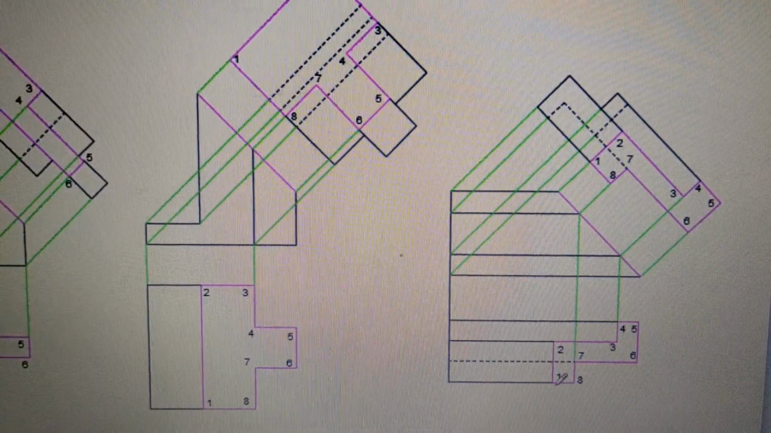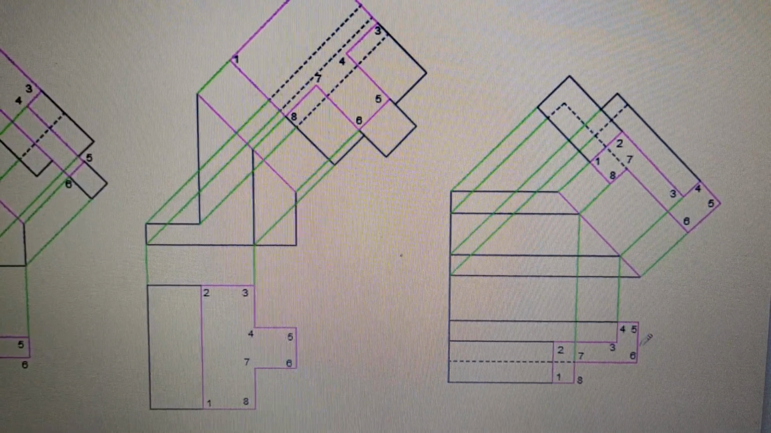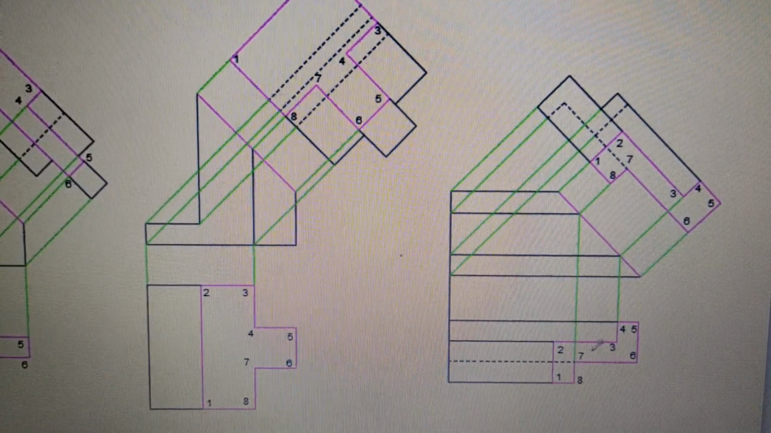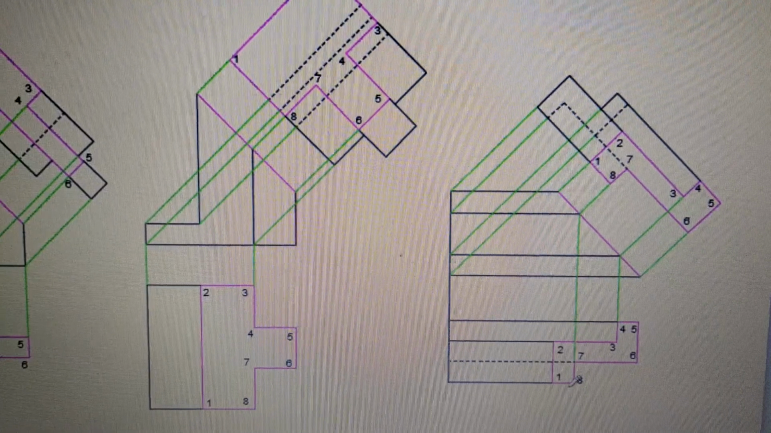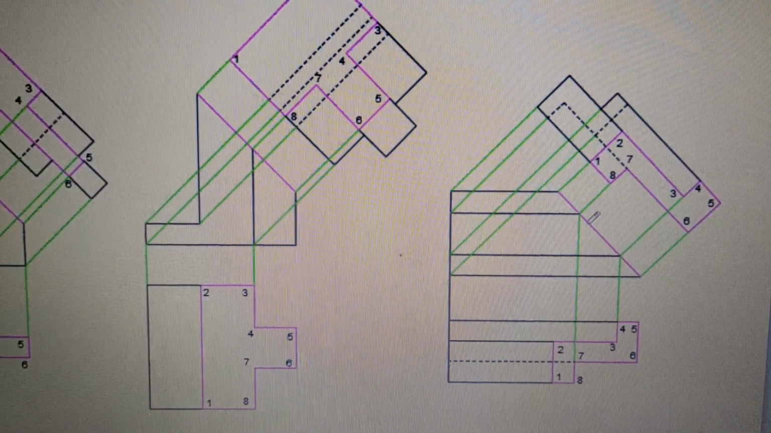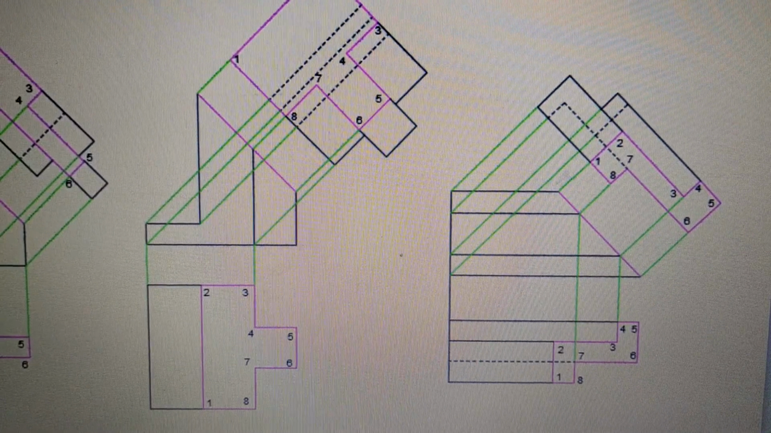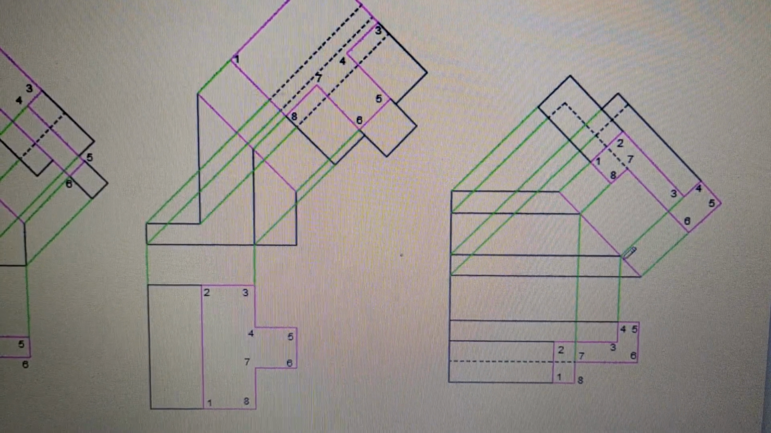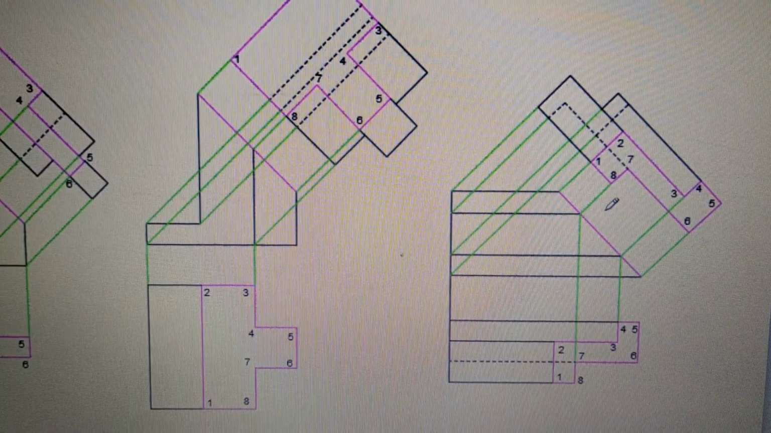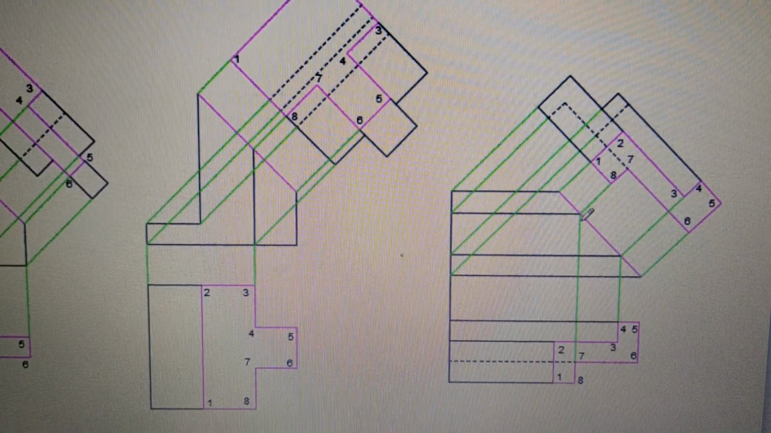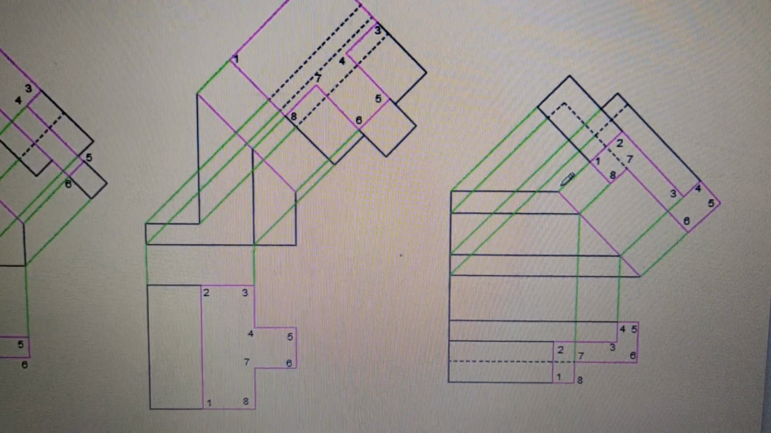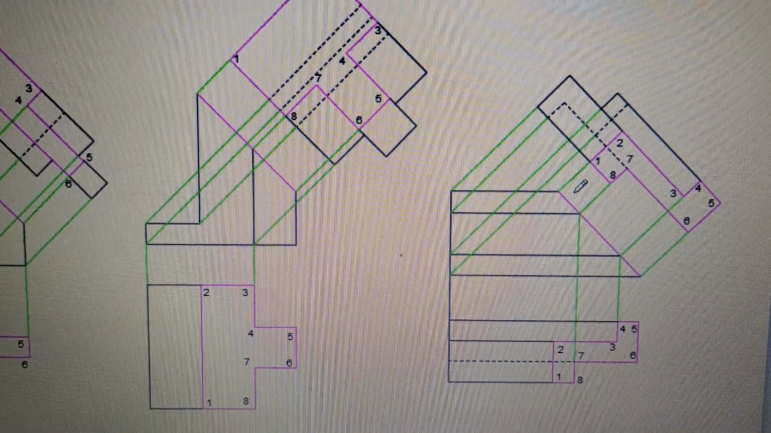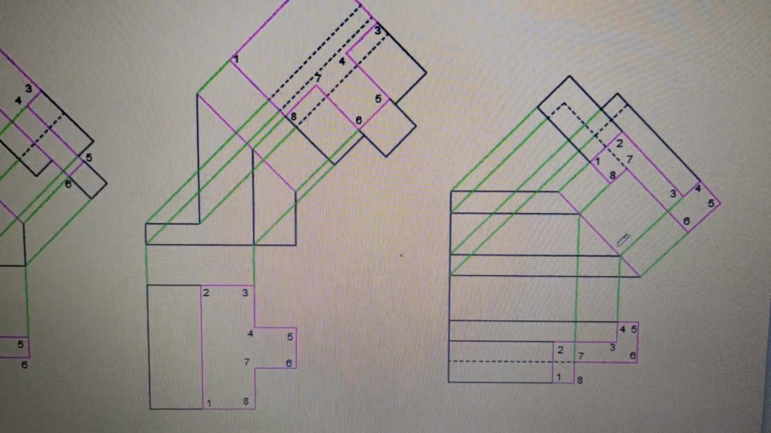So this pink object which is shown, 1, 2, 3, 4, 5, 6, 7, 8, 1. This surface which is shown by pink lines is an inclined surface like this. And the true shape of this surface is not the same. What you see here from the top is not the true shape, because you are looking in this direction and this plane is not perpendicular to your direction of viewing, it is inclined. So you will not be seeing its true shape.